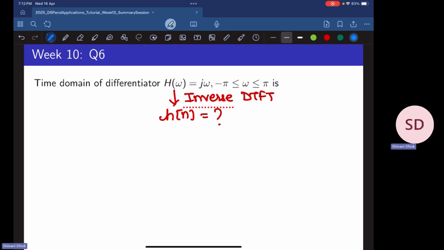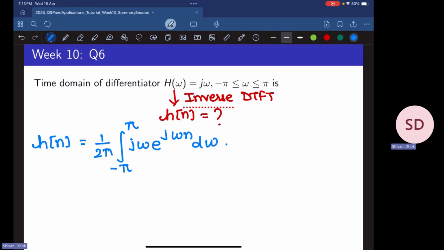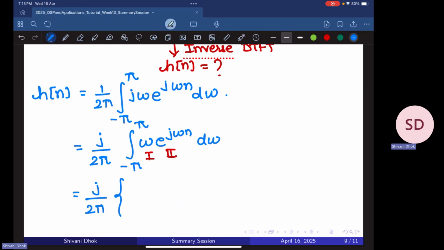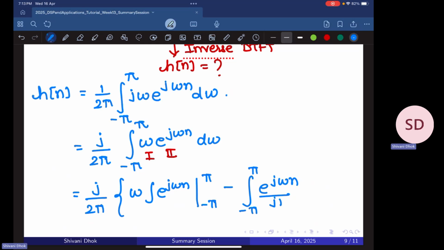Inverse DTFT for any signal is given by h of n equal to 1 over 2 pi integral from minus pi to pi of j omega into e power j omega n d omega. Now this j is a constant, I can take it outside. So I have j over 2 pi integral minus pi to pi omega into e power j omega n d omega. This is like integral uv, so this is first term, this is second term that we will take. So what we get is j over 2 pi, we have omega into integral e power j omega n from minus pi to pi. Then we have integral minus pi to pi e power j omega n over j n d omega.